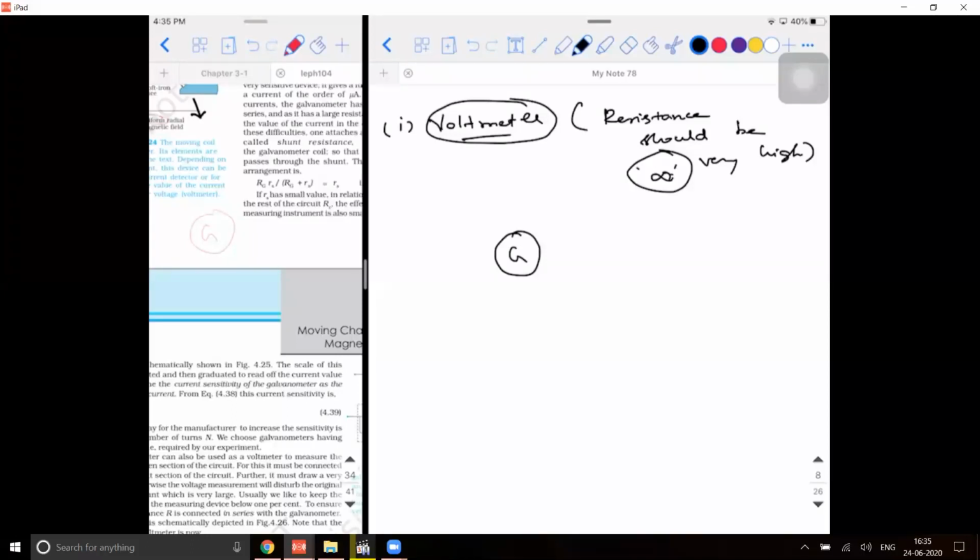Let's say the resistance of the galvanometer is G. I'm using G for the symbol as well as for the resistance, so don't get confused. When you do the experiment, you will get the resistance of the galvanometer as somewhere around 100 ohms. In real time you will get it, and you will do it in the lab also.